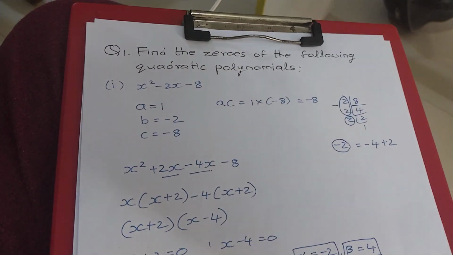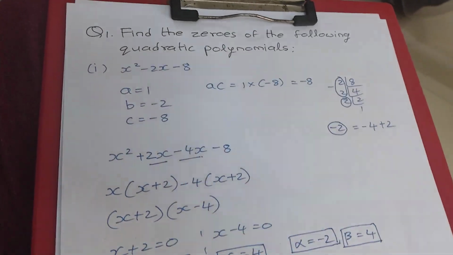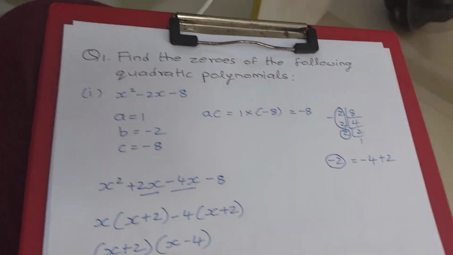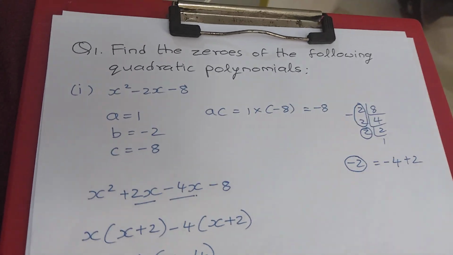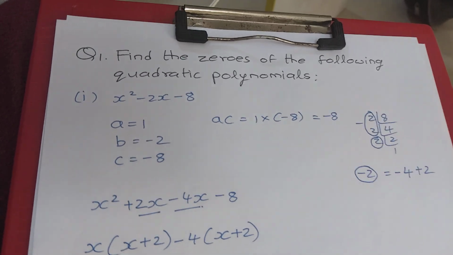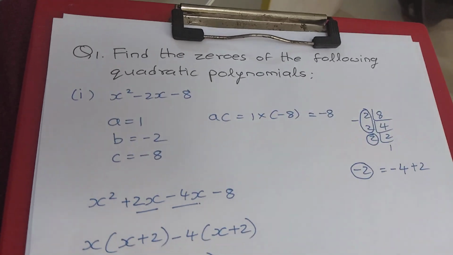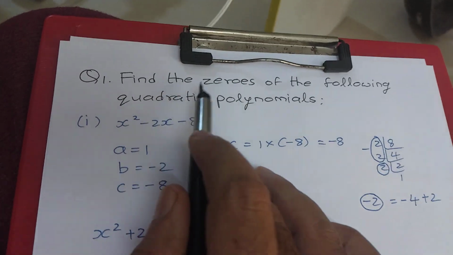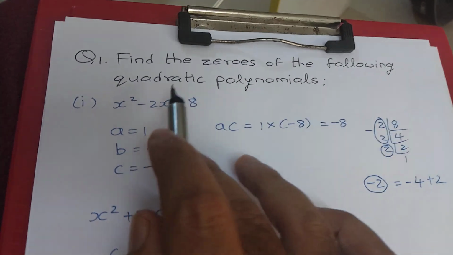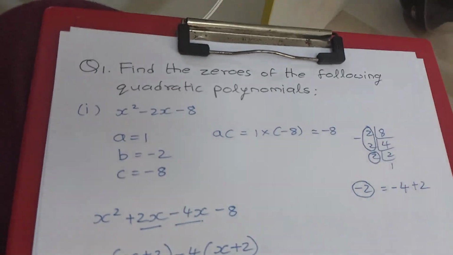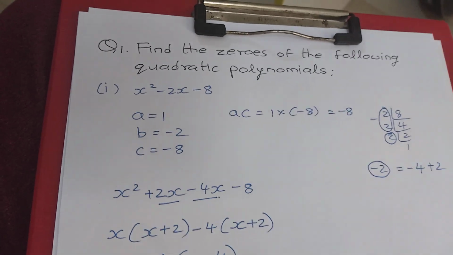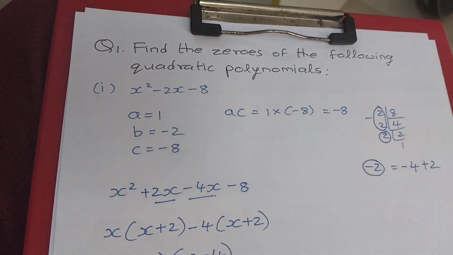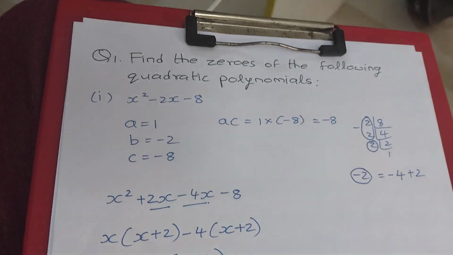So now we have to find the zeros of the quadratic polynomial. Earlier we got the sum and the product of roots of a quadratic polynomial. But now we have to find the zeros of the following quadratic polynomials. Basically we have to find alpha and beta. How do we do that? We do that by splitting the middle term right here.